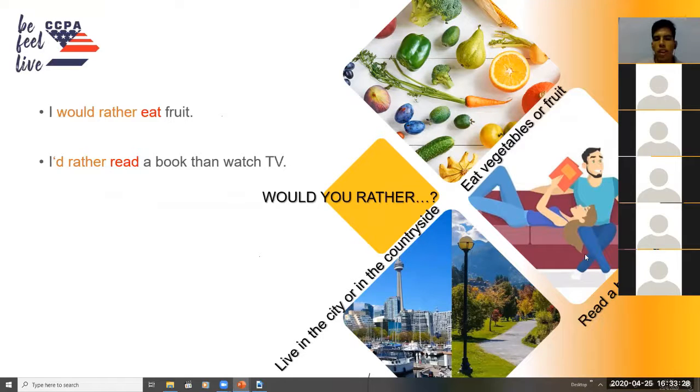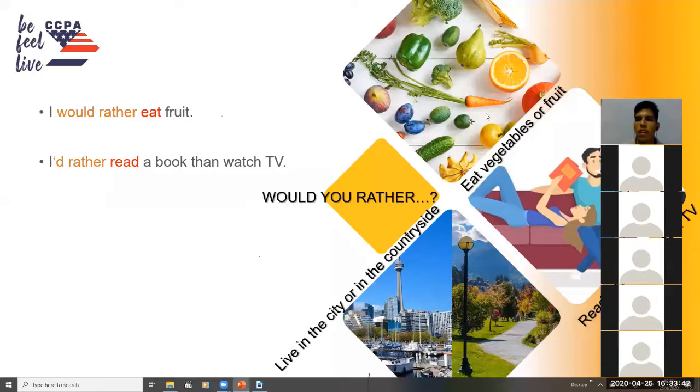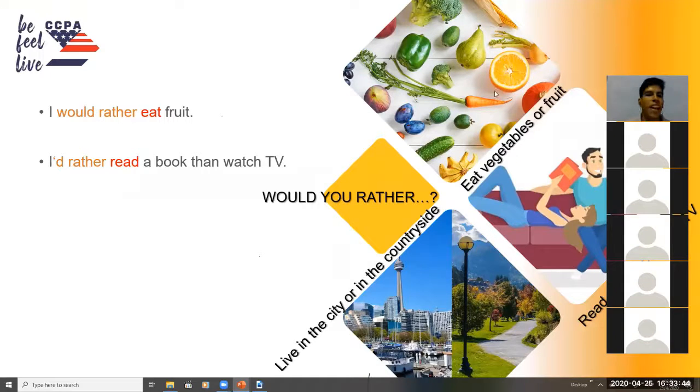Would you rather live in the city or in the countryside? I want to listen to someone in this one. Let's see. Okay, this one is actually kind of hard. Okay. Tell me your opinion. What would you rather do?